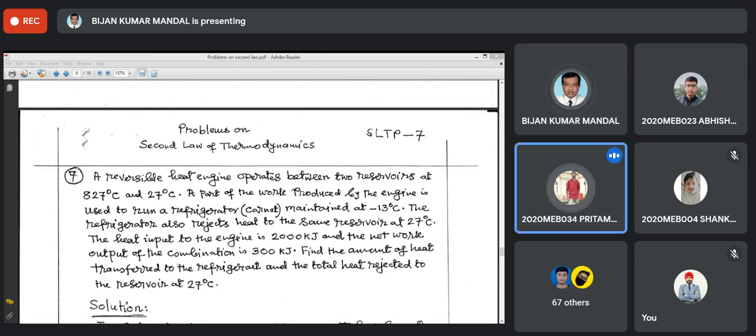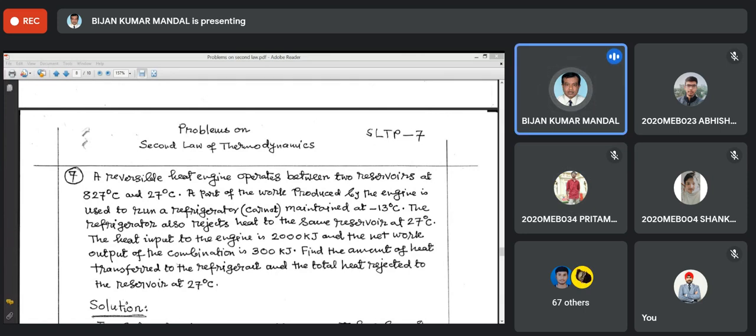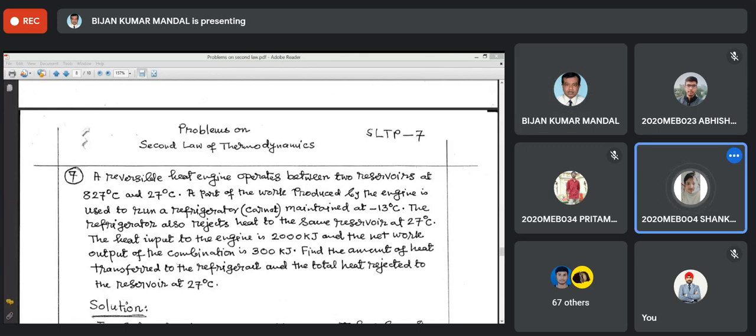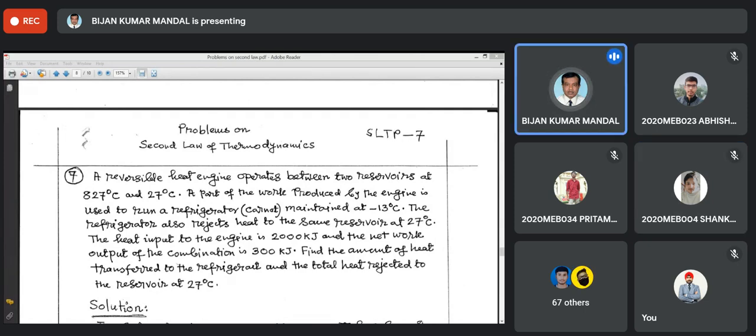Sir, remove 300 kilojoule heat from the system. You are talking about work output and you are telling about removal. So W equals 300 kilojoule. That is again you are telling, not the meaning of that. Just simply.